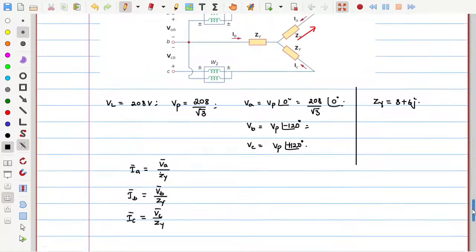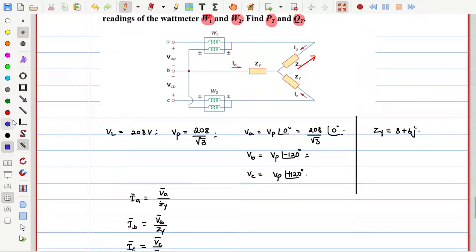Next, which voltages do I need? For that I will check the wattmeter connection. See where the wattmeter voltage coils are connected. This is one terminal of the wattmeter, C1 equivalent, and another terminal is V1 equivalent here. C1 to V1 is VAB, and this is C2 equivalent and this is V2 equivalent. V2 is connected to B, so VCB is the other voltage.